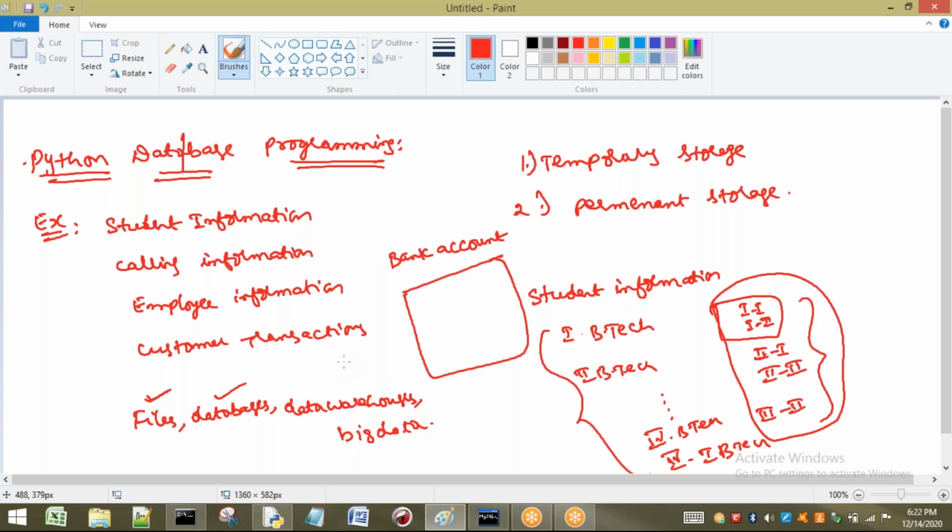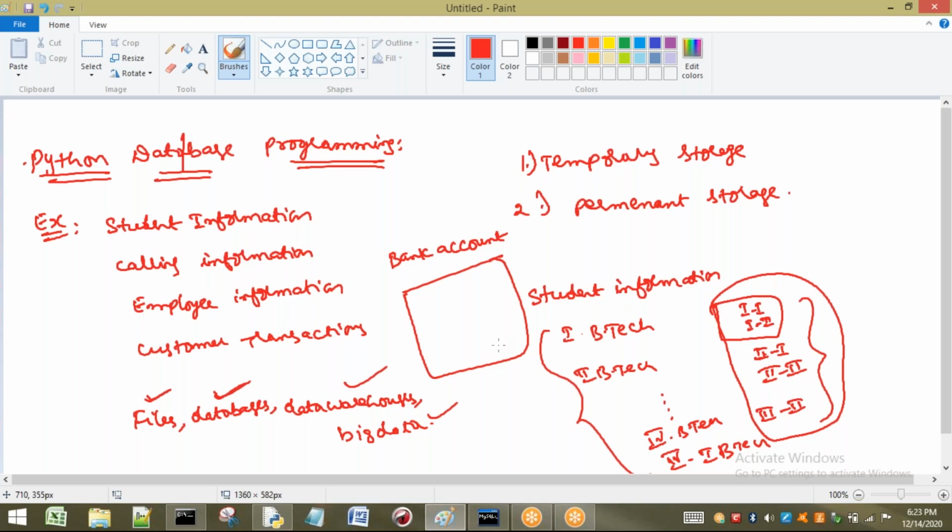As the data is growing day by day, the size of the storage has to be increased. Initially we used files. After that we used databases. After that we went for data warehouses. Now we are using the big data concept. In future there may be different types of technologies.